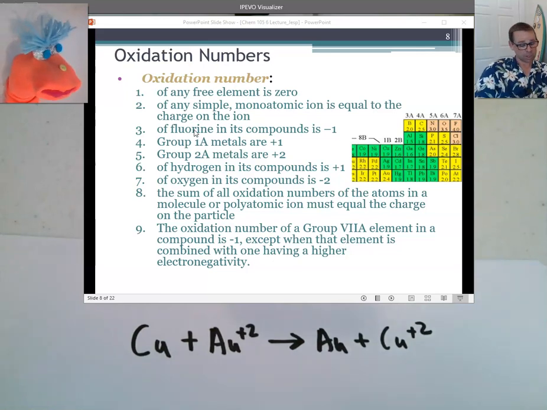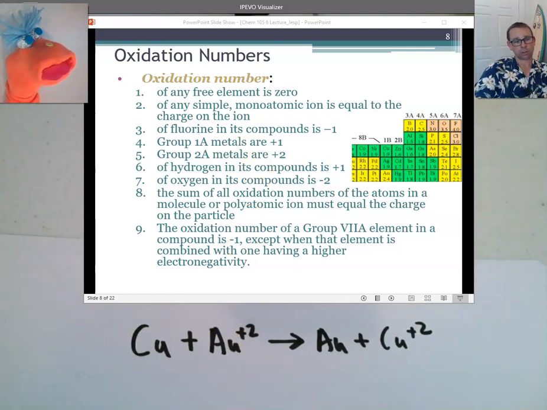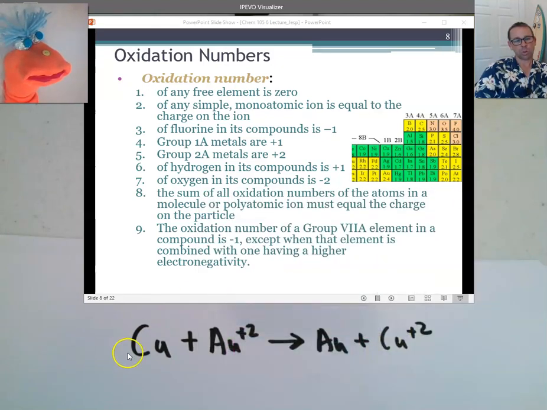It's easy to see because, copper, how many electrons does this species have? I can't remember. Give me your periodic table again. All right. Copper? 29. So copper metal has 29 protons, 29 electrons. Over here, how many protons? 29. But how many electrons? 27, right?